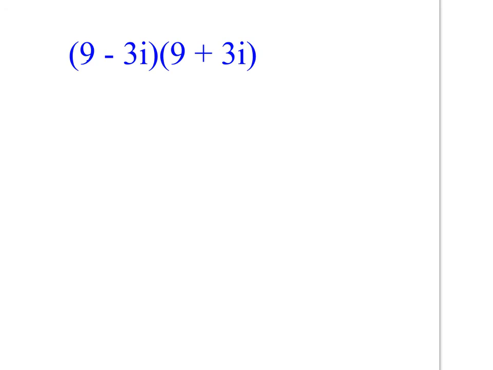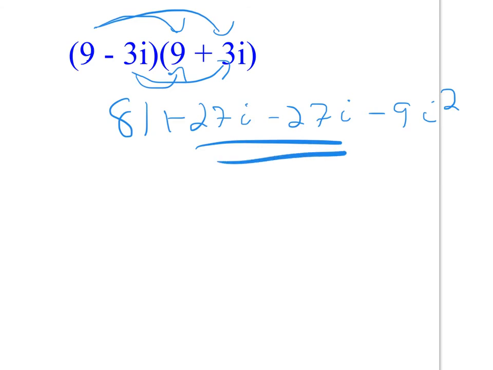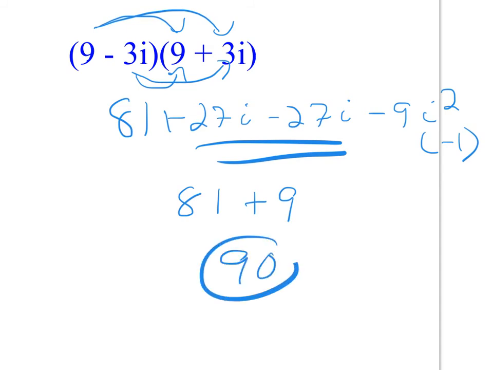Looking at this one right here, these look like conjugates. Let's make sure. 9 times 9 is 81. 9 times 3i is positive 27i. Negative 3i times 9 is minus 27i. And negative 3i times positive 3i is minus 9i squared. Again, we see that my middle terms will cancel. Negative 9i squared is negative 1, so this becomes positive 9. 81 plus 9 is 90.